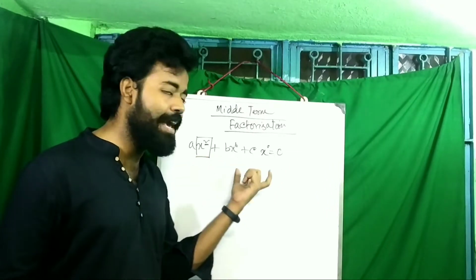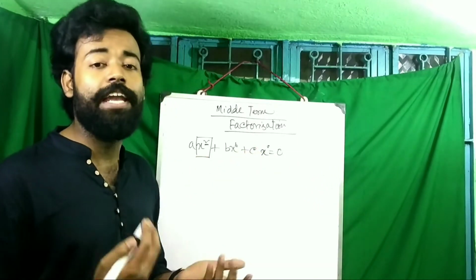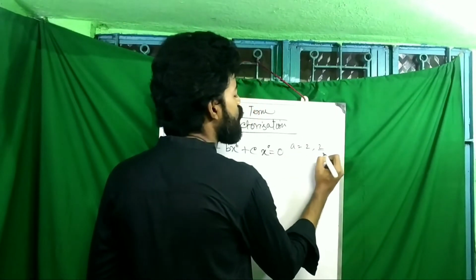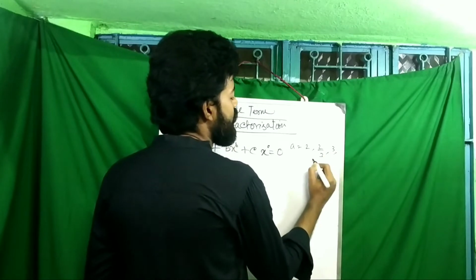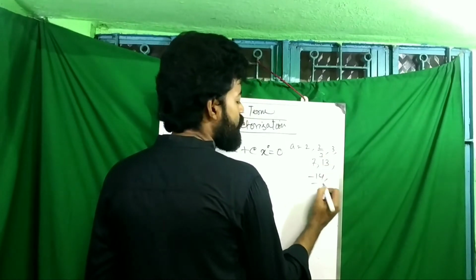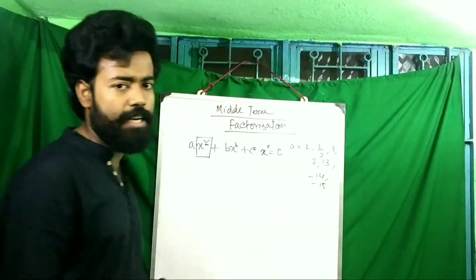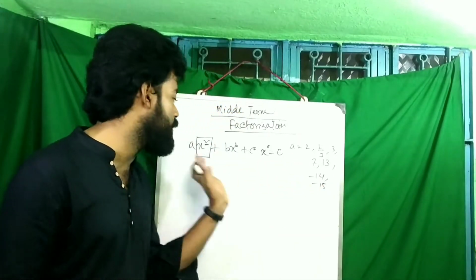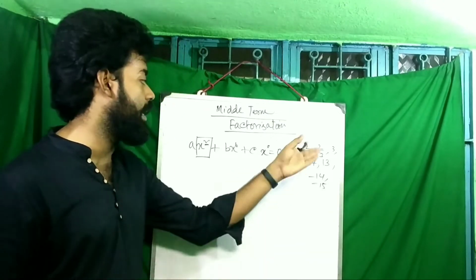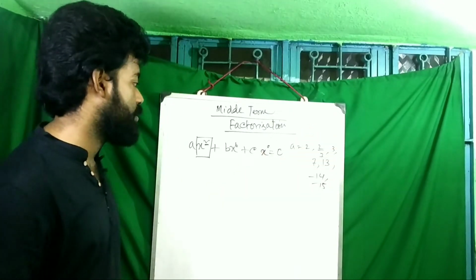Now what is ABC? ABC is any constant number. Any constant number means a can be 2, 2 by 3, 3, then 7, 13, even minus 14, minus 5, 15, anything that you like, but all A, B, C, they will be constant terms, like constant numbers.